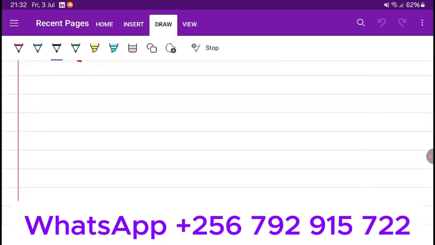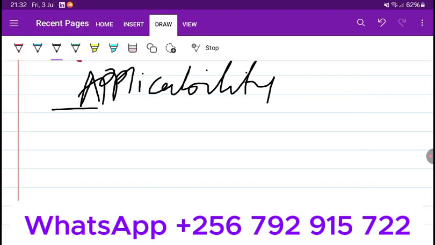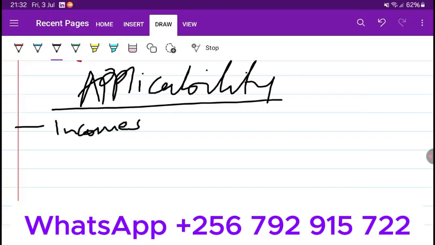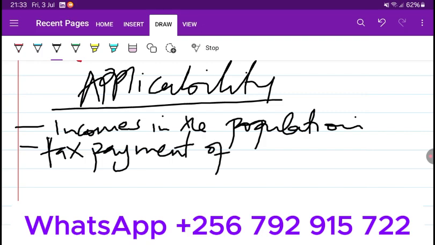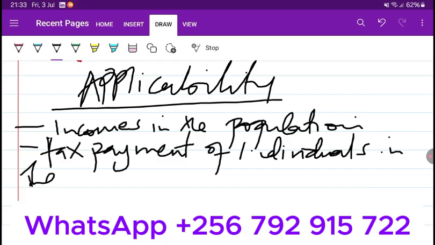That's basically where this Lorenz curve is applied. If you want to look at where they are mostly used, it is to show inequalities, let's say in areas to do with incomes in the population. It could be to show maybe tax payments of individuals in the population.